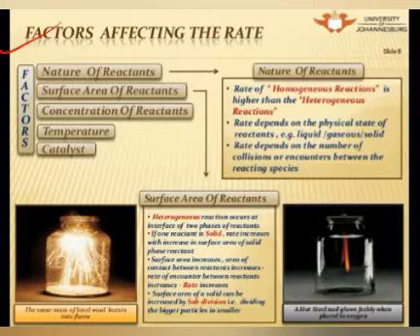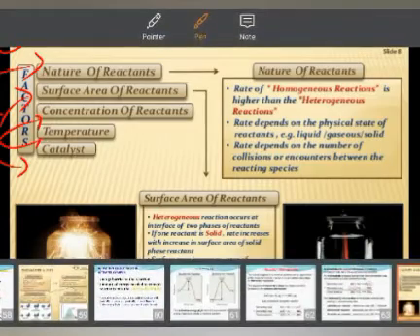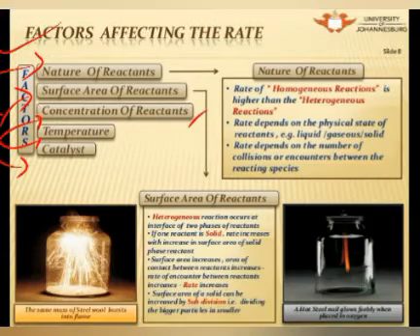Now, factors affecting rate of reaction. Dear students, you already studied that there are five factors that affect rate of reaction. Number 1, nature of reactant. Number 2, surface area. Number 3, concentration of reactant. Number 4, temperature. Number 5, catalyst. One by one: first, nature of reactant. The rate of a homogeneous reaction is higher than that of a heterogeneous reaction.